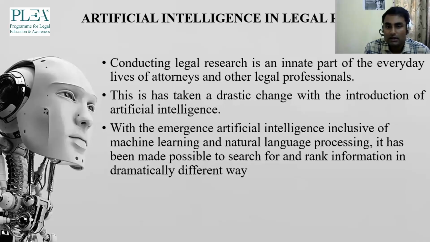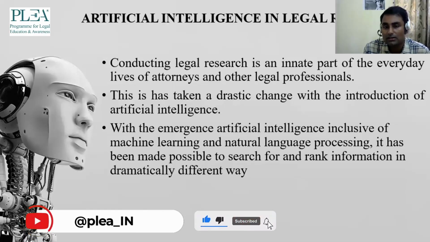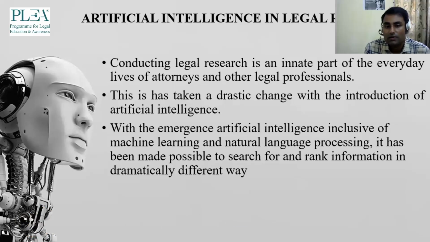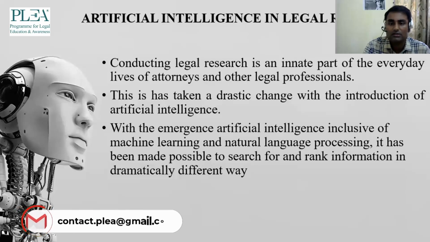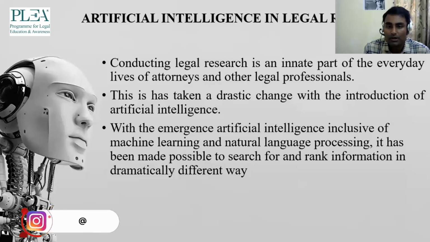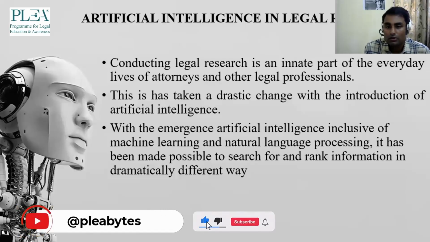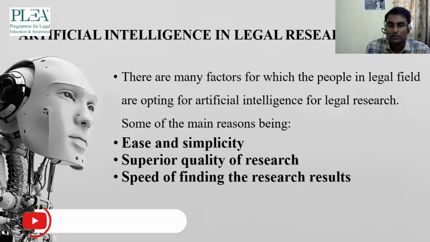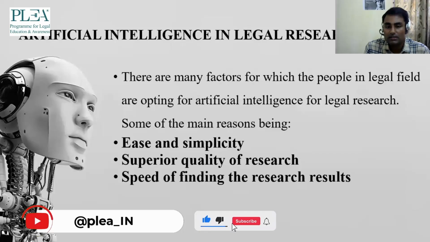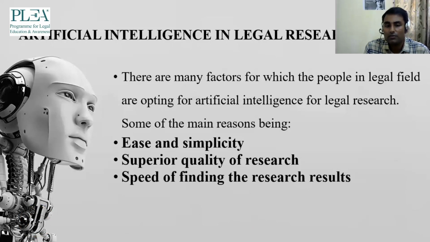In the case of legal research, conducting legal research is an innate part of the everyday lives of attorneys and legal professionals. This has taken a drastic change with the introduction of artificial intelligence. With the emergence of artificial intelligence, inclusive of machine learning and natural language processing, it has become possible to search for and rank information in a dramatically different way. So these three points are very much correlated to the work of various legal researchers, how they are working, and how the AI model or AI system is providing help to attorneys and legal professionals. There are many factors for which people in the legal field are opting for artificial intelligence for legal research. Some of the main reasons are ease and simplicity, then superior quality of research, then speed of finding the research results.